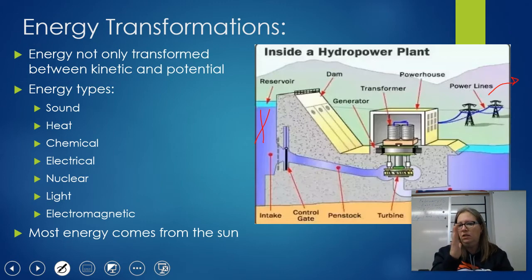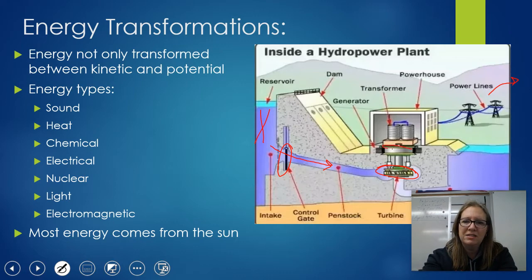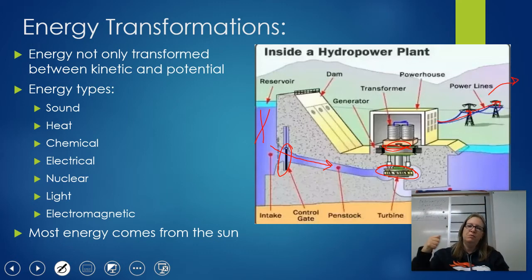But as it's being held back by that dam, it's got potential energy. Once this control gate opens, the water can flow, demonstrating kinetic energy, and it turns this turbine right here. So the kinetic energy of the water causes the turbine to turn. That moves all these mechanisms inside of a generator. There's magnets and copper and all kinds of stuff. The movement of those materials transfers that kinetic energy into electrical energy. That electrical energy can then travel along these power lines, and then you plug in your PlayStation or your TV or whatever it is, and it uses that electricity.